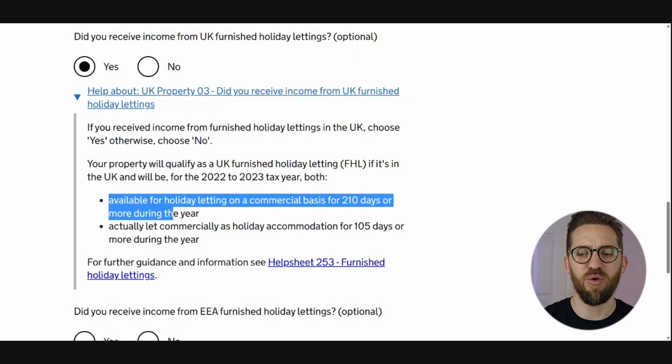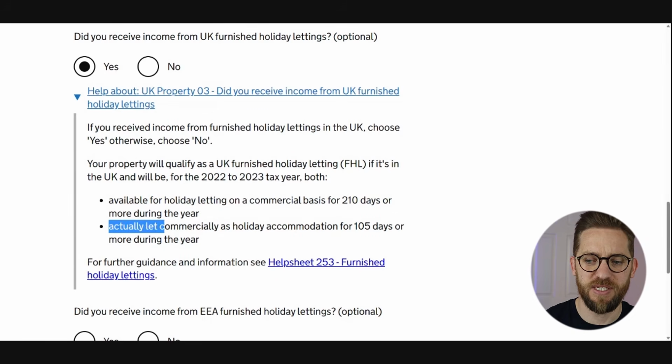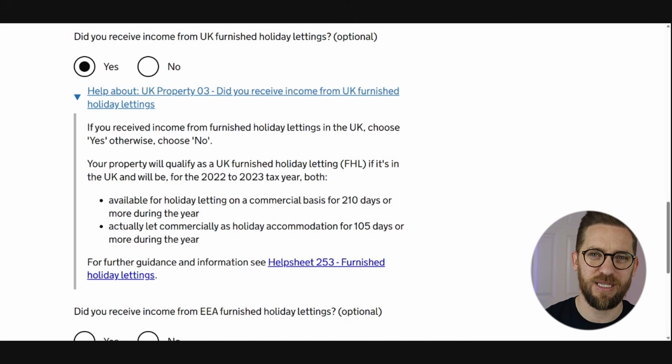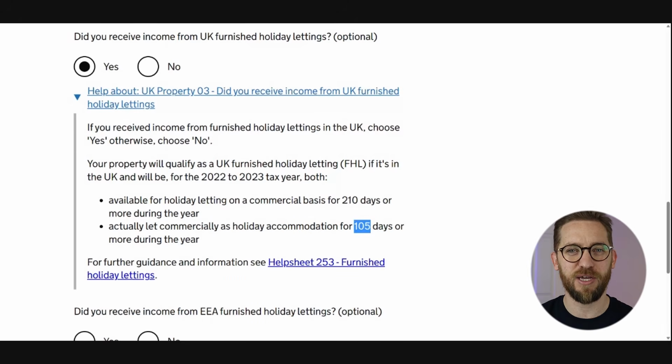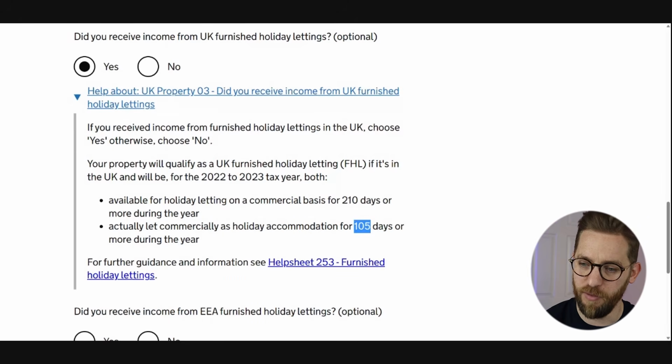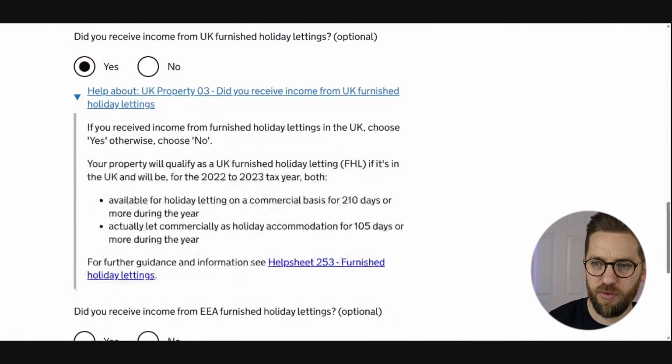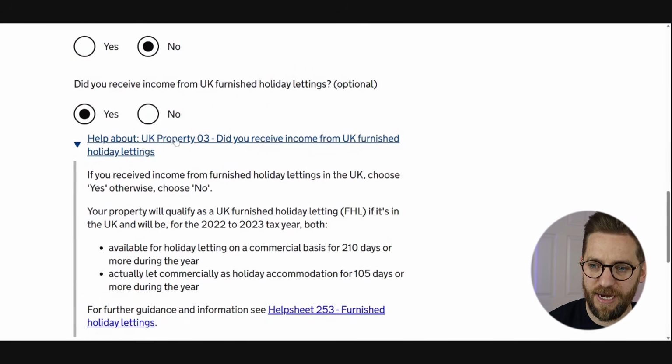Making it available could be listing it on Airbnb or booking.com. Actually letting it, obviously you've got to take actual bookings for it, and you'll notice they put the word commercially in there, so you need to be doing it for a profit. If I get to the end of the tax year and I've only actually let it for 100 days and I say to my friend, go and stay in my holiday let for a week so I meet the criteria, that's not commercial. Commercial is trying to make money from it, so I need to charge them market rent and take that money from them. You can't really get around this one, unfortunately. If you do meet those criteria though, then you can say yes to being a furnished holiday let.